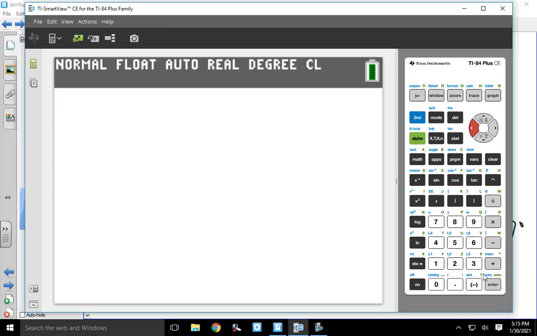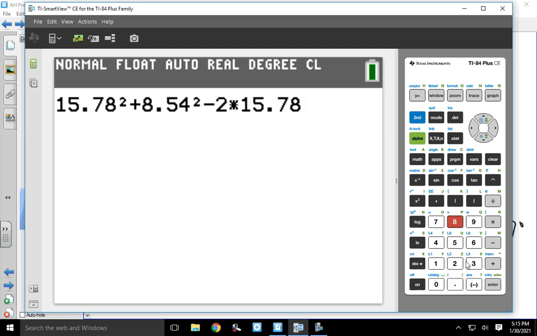All right, so with your calculator, let's go ahead and do that calculation here. We had 15.78 squared plus the 8.54 squared, and then minus 2 times the 15.78 times the 8.54 times the cosine of 127. Make sure you're in the right mode here. I'm in degree mode, so we're all set, but double check that on your calculator.